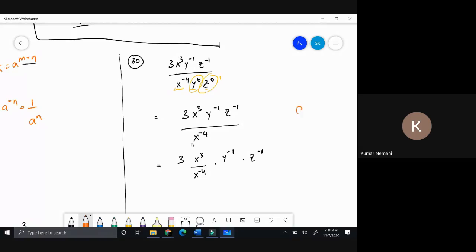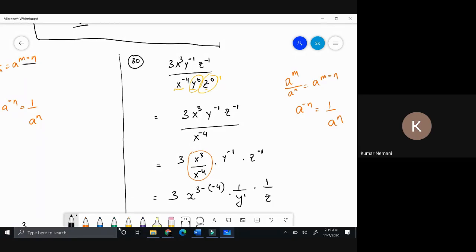We have learnt a power negative n is equal to 1 by a power n. That is going to give you 3. And here, for this particular one, we are going to use another formula, that is a power m divided by a power n is equal to a power m minus n. It becomes 3 times x power 3 minus minus 4. And then y power minus 1. Instead of writing y power minus 1, I can move this to the denominator, and I can write 1 by y power 1 multiplied by 1 by z power 1.